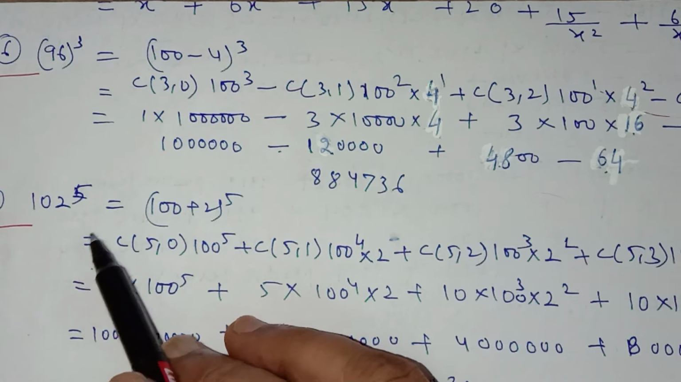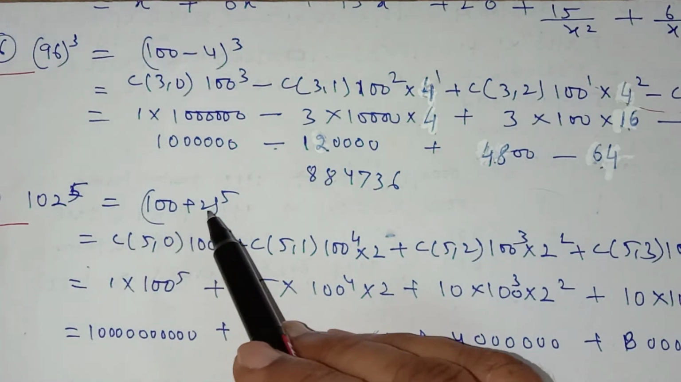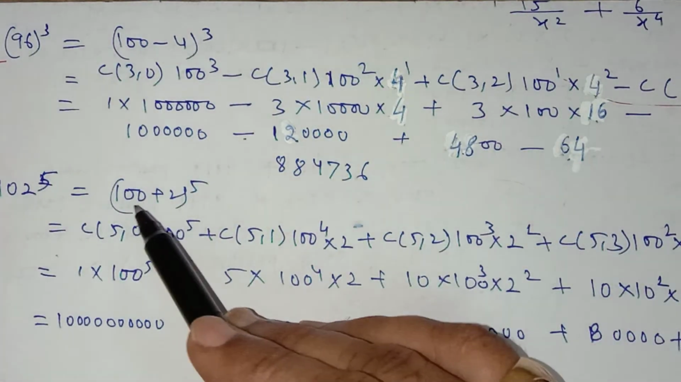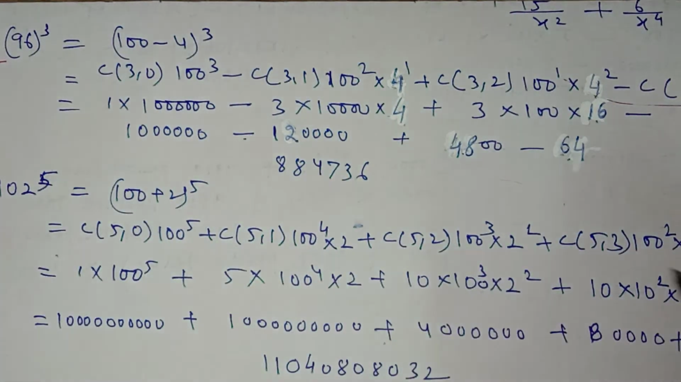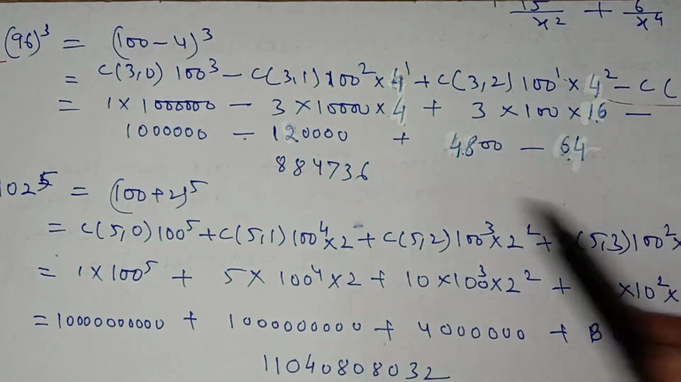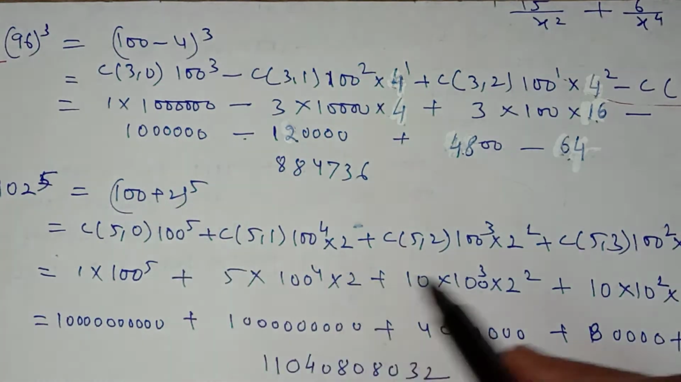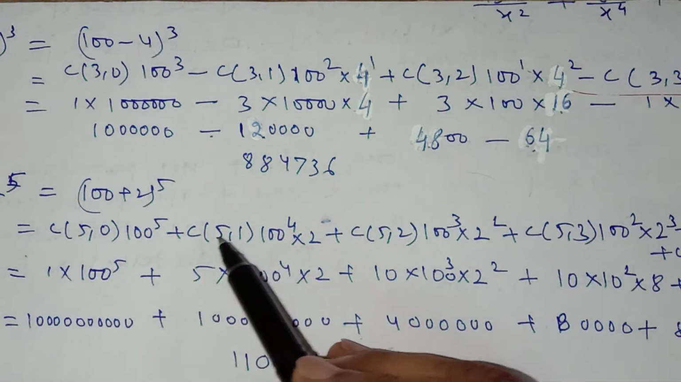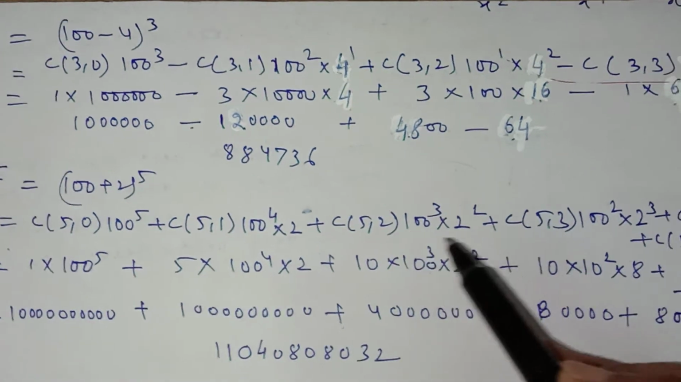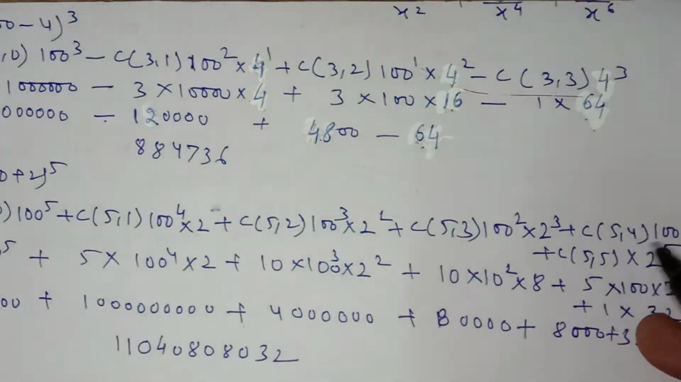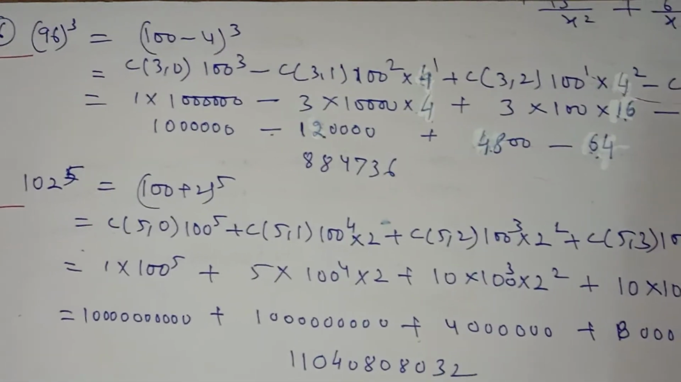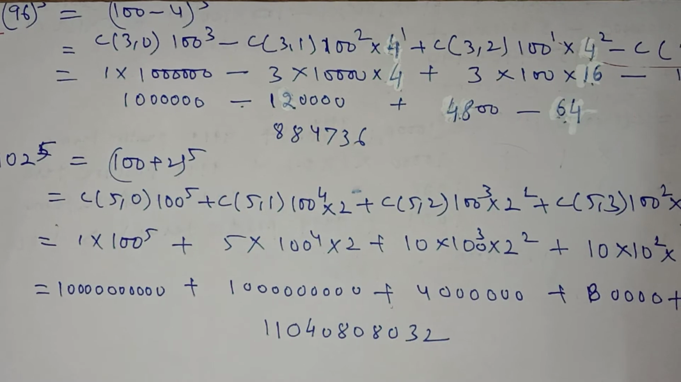Similarly, for 100 plus 2 raised to power 5, you write (100 + 2)^5. There will be 6 terms. The power of 100 goes on decreasing, the power of 2 goes on increasing. Because we have the plus sign, all terms will be positive. You'll get 6 terms: combination of 5 0, combination of 5 1, combination of 5 2, combination of 5 3, combination of 5 4, combination of 5 5. Like this, you can expand and find the value of 102 raised to power 5.